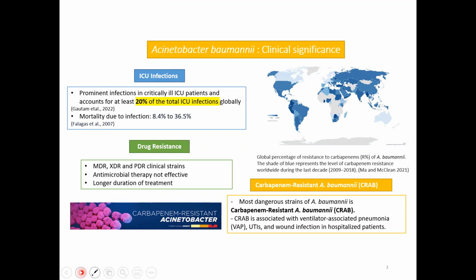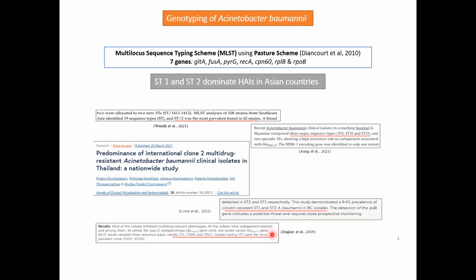So the basic problem has started because of the MDR, XDR, and PDR strains of the bug. Antimicrobial therapy is not effective and longer duration of treatment is required, which causes more economic burden on the country and the people. And more recently, carbapenem resistant Acinetobacter baumannii has emerged globally, as you can see from the graph here, and it causes ventilator associated pneumonia, UTI, wound infection in hospitalized patients, which is very difficult to treat.